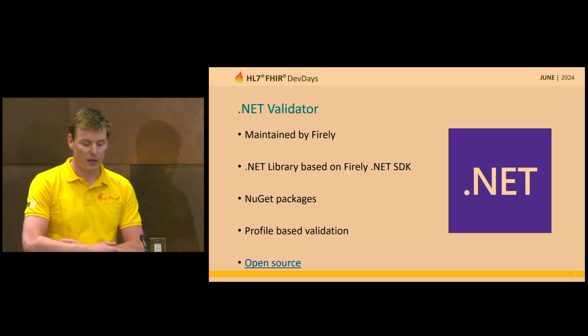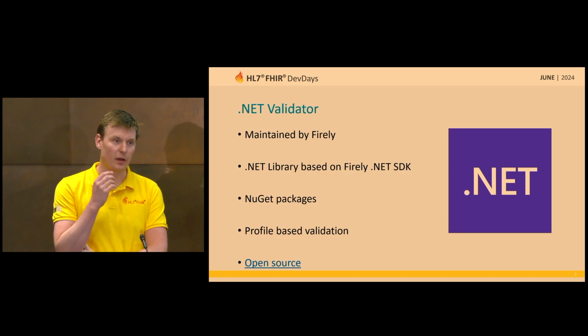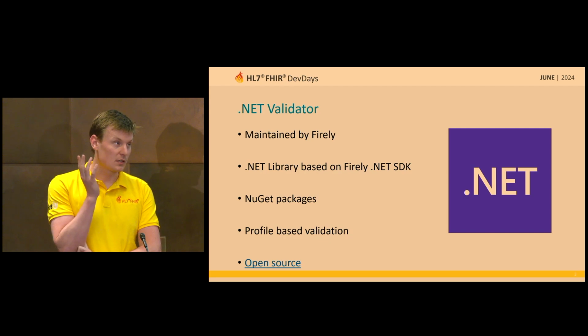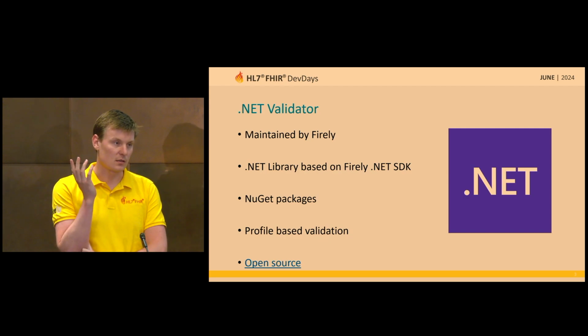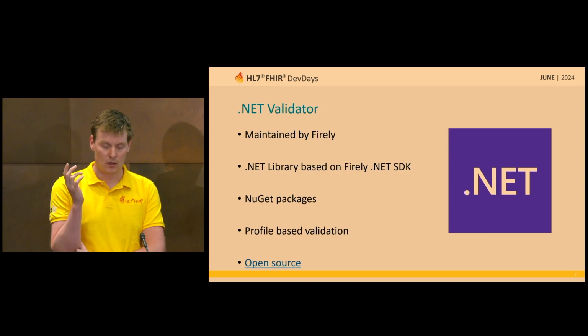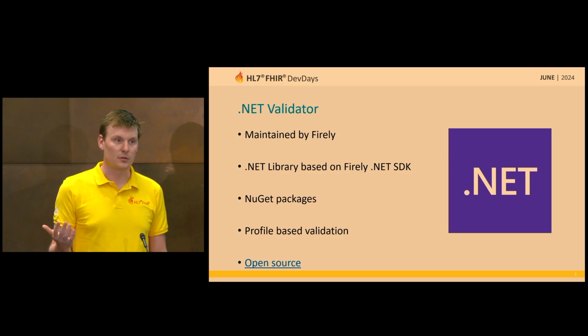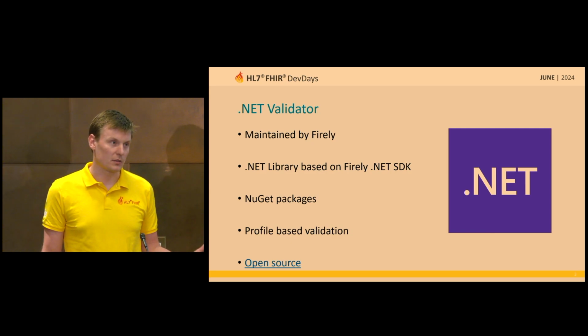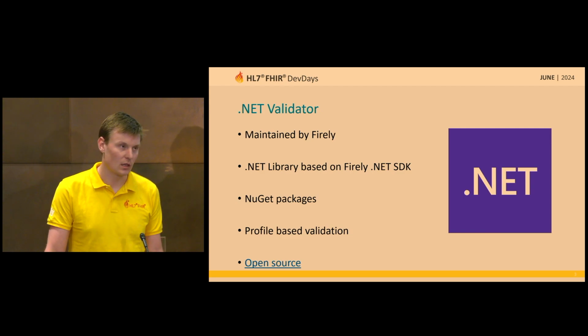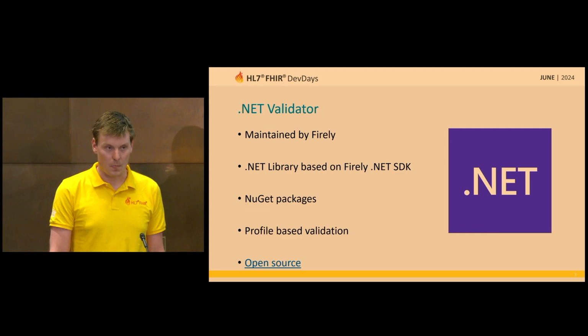So first, the .NET Validator. It's maintained by FHIR. It's open source. Everyone can use it. It's on GitHub. And it's a .NET-based library. It's based on our SDK, so it uses the same models as that. So you need the SDK as well to run the validator. And when we publish it, it will be produced as a NuGet package, which is how Microsoft or .NET distribute their software, especially libraries in this case. And its main purpose is to do profile validation, profile-based validation. For those of you who don't know what that is, we need that, right?